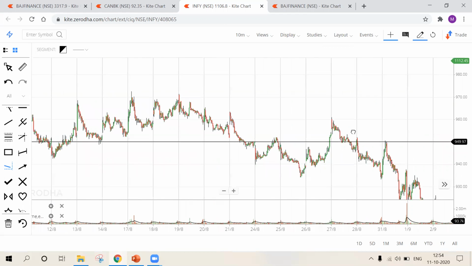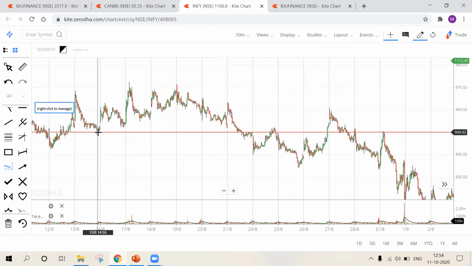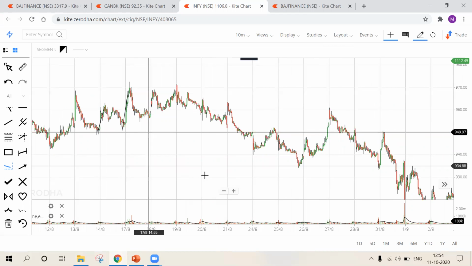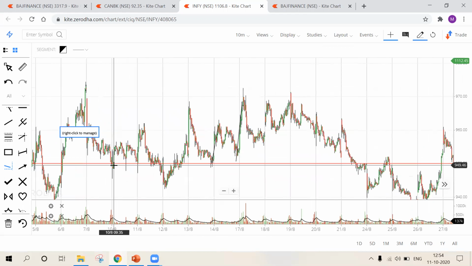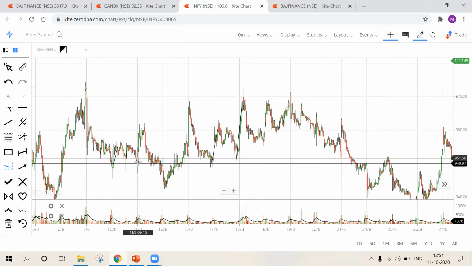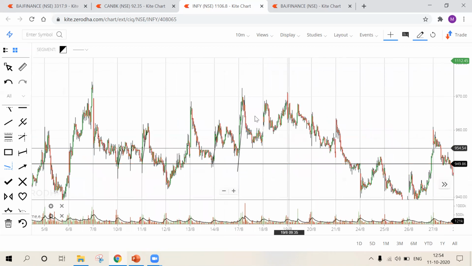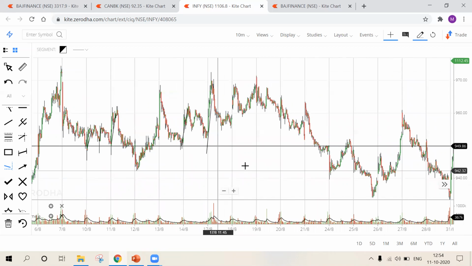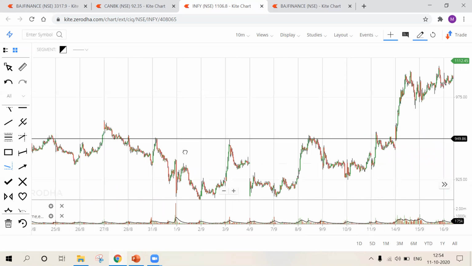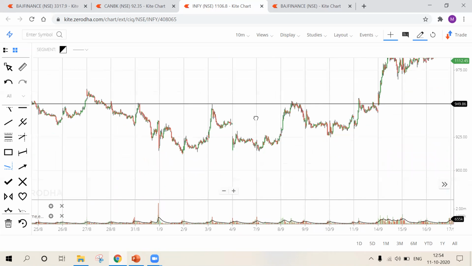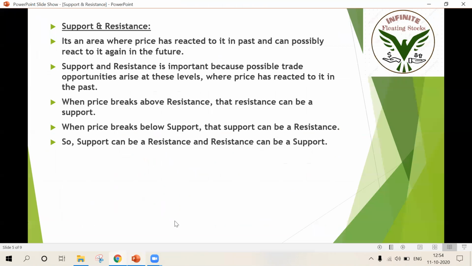But when I move backward, here it is acting as a support. See, it took support and bounced back. Again, it took support and bounced back upward. So the same line here is acting as a support, and when I come to here it is acting as a resistance. So that's the justification behind the point I have written on the slide. When price breaks above resistance, the resistance can be a support, and when price breaks below support, the support can also be a resistance.